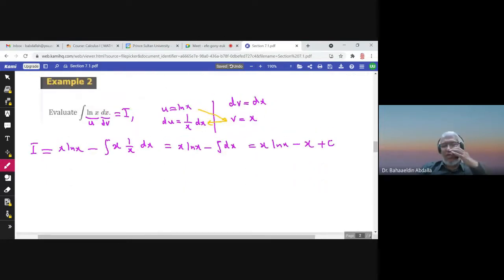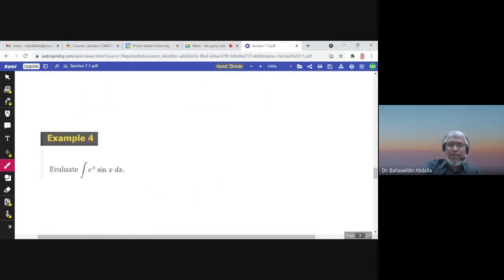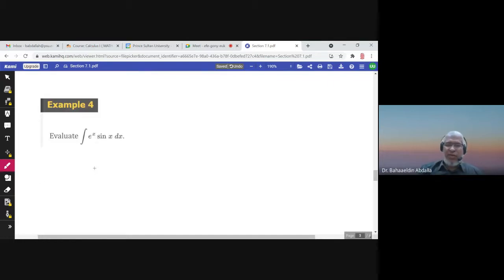Here, of course, you cannot use this method because you don't have an algebraic function. Here again, you cannot use this method because you do not have an algebraic function. So if you take u as e^x, the derivative would be e^x. It will never go to 0. So what to do here? Well, this is a special integral, a special case. You will see something here that you will never see again, except with another example in the next section.